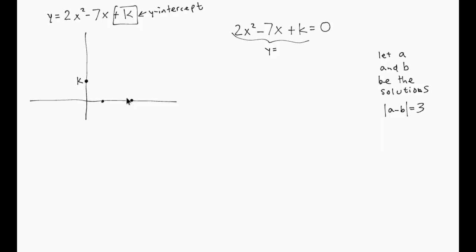Since a and b are distinct real solutions, x values that make y equal to 0, they will show up as x-intercepts on the graph, and we also know that they need to be 3 units apart. Since the leading coefficient is a positive 2, that means the parabola will open upwards.